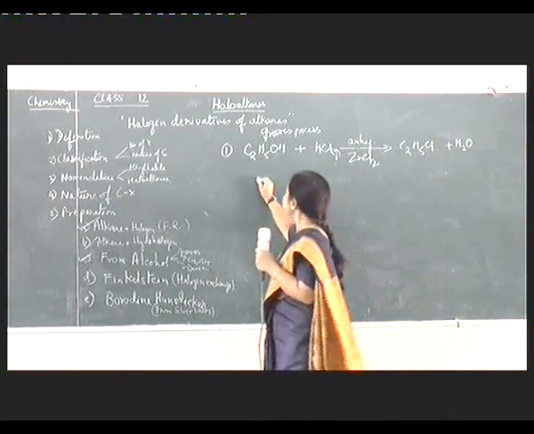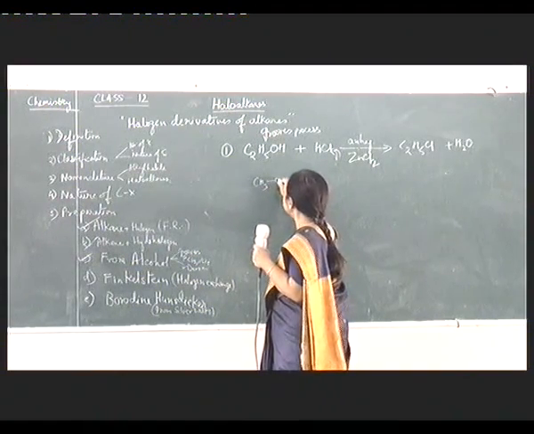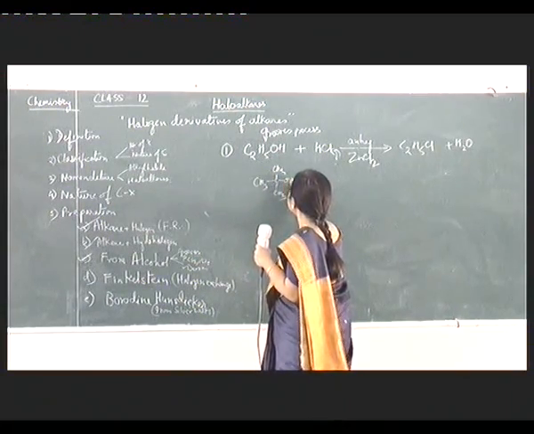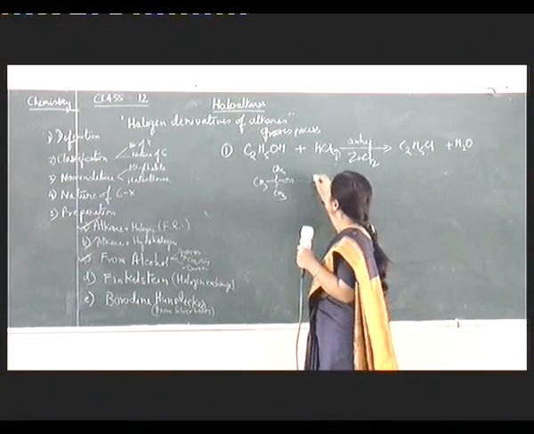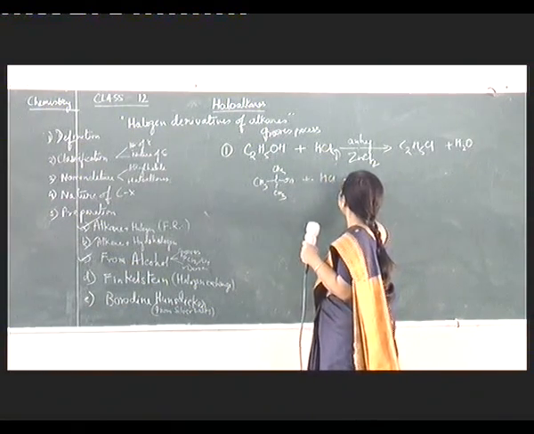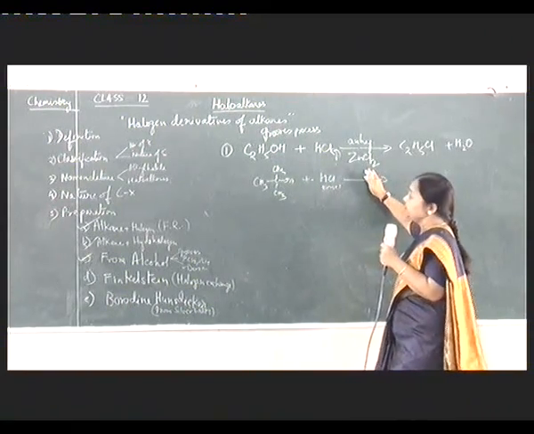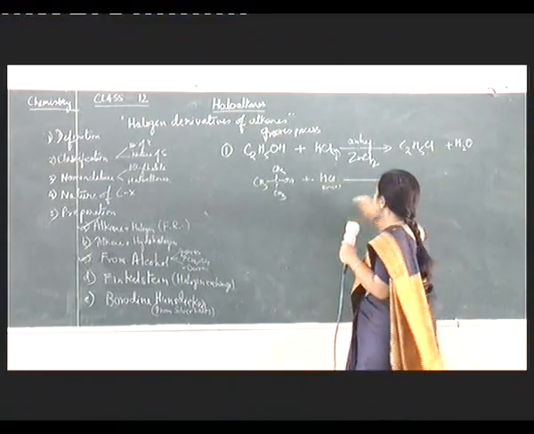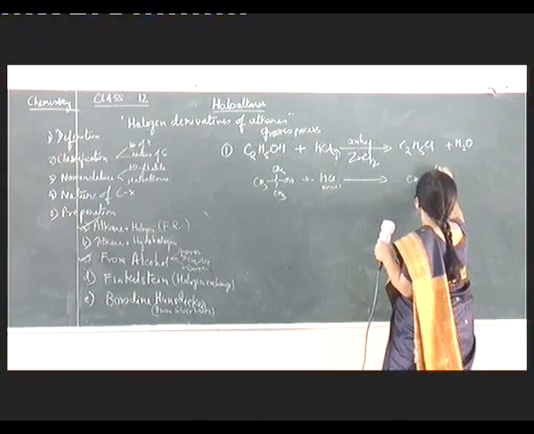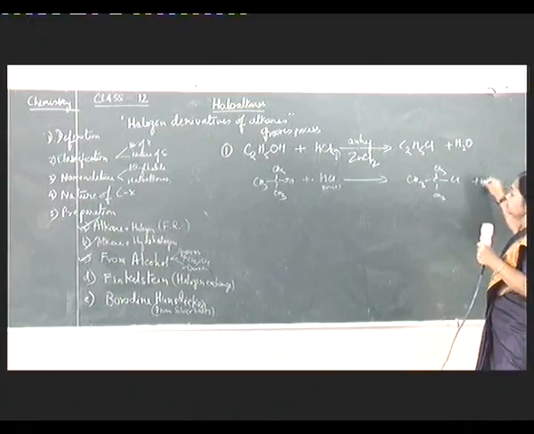Tertiary alcohols, for example tertiary butyl alcohol, (CH3)3C-OH, are highly reactive species, so they do not need anhydrous zinc chloride. They can react with just plain concentrated HCl. So this will react with HCl and form (CH3)3C-Cl plus H2O.